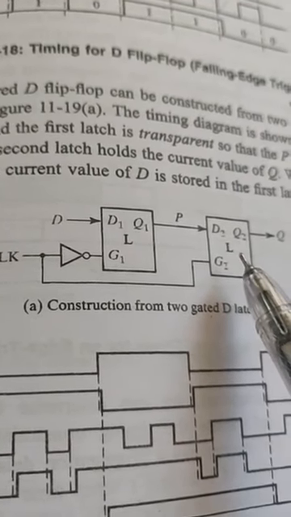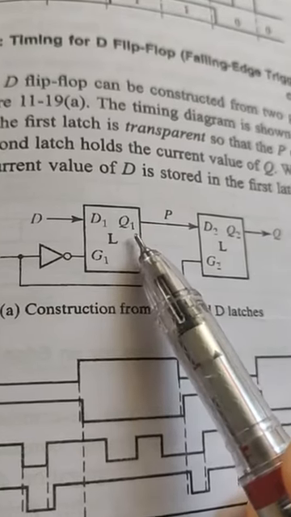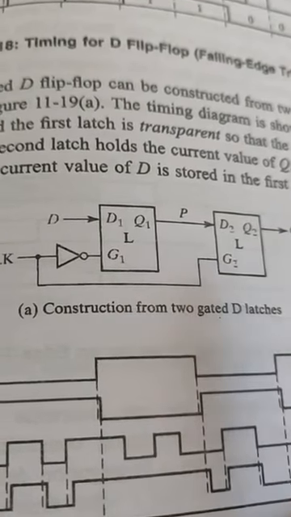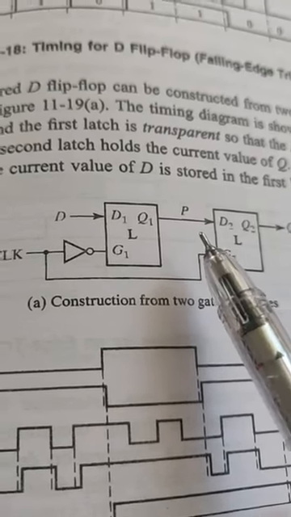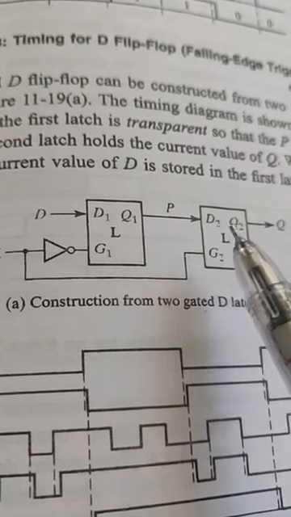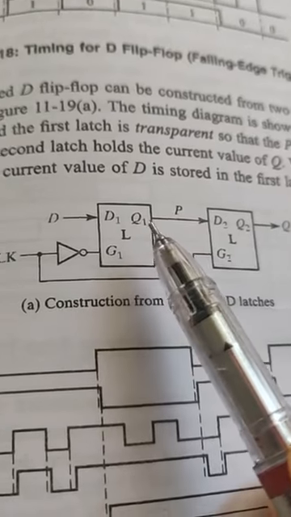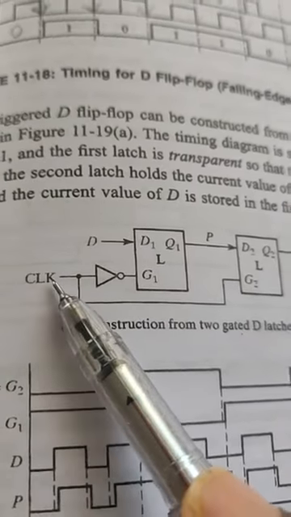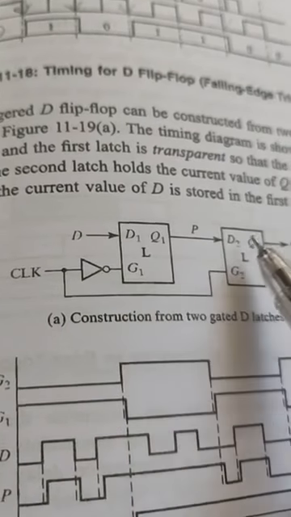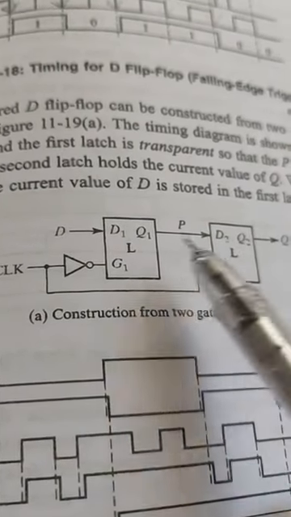Depending upon the gate value, we decide whether the latch is active or inactive. If the gate value is 1, the latch will be active. If the gate value is 0, the latch will be inactive. Okay, this is not a gate, this is a clock pulse and a D input. We have two latches held together, which we call a D flip-flop.